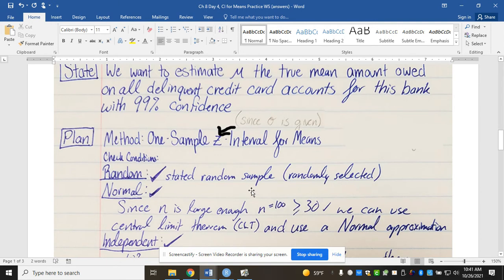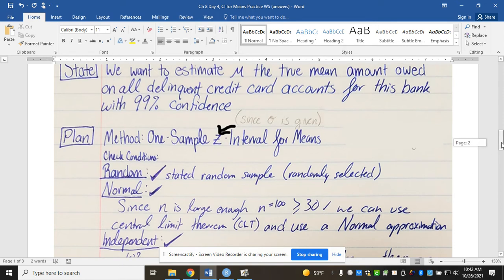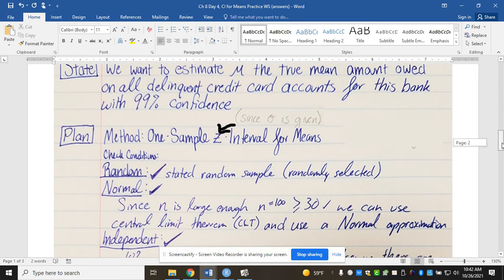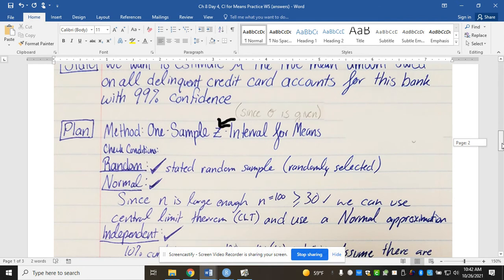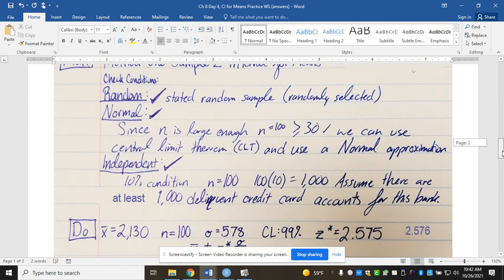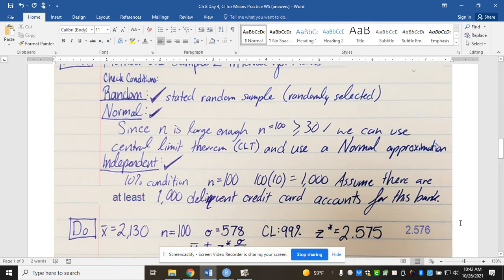Independent, 10% condition: capital N is greater than or equal to 10n. What is our lowercase n in this case? So what do I do with 100? Multiply it by 10, which gives me 1,000. So this is assuming there are at least 1,000 individuals in the population. If you define your population, you could say 1,000 delinquent credit card accounts for this bank.